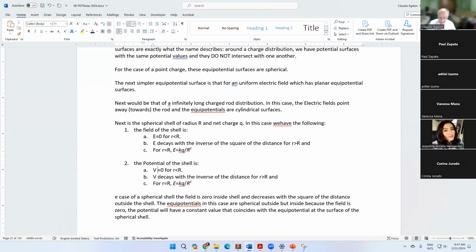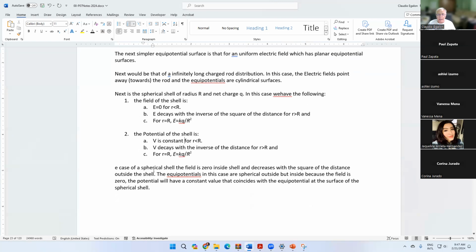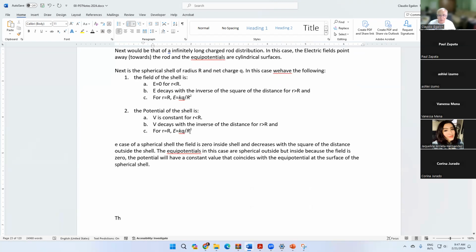V is constant for r less than big R, and exactly at the surface, the potential is KQ over R. I want to take out the square, here you go. It's not difficult to memorize that, right? It's a different charge distribution, but it's very similar to what you saw before.